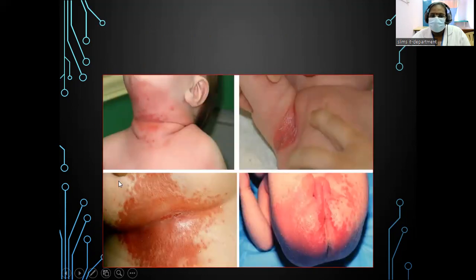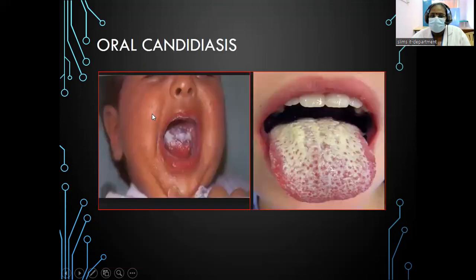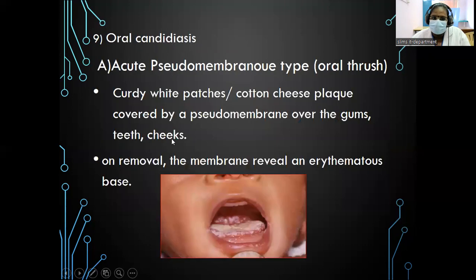These are various photographs of cutaneous candidiasis. One is flexural candidiasis or Candidial intertrigo. This is napkin candidiasis. This is oral candidiasis, commonest in bottle-fed infants. This is oral thrush, with its common morphology. The other name for oral candidiasis is oral thrush, otherwise known as acute pseudomembranous candidiasis.